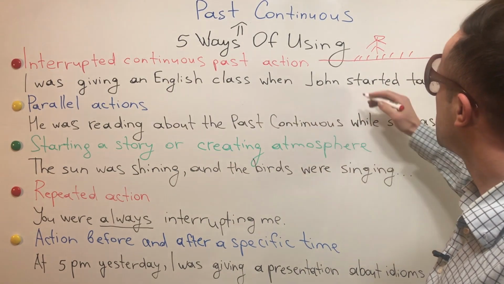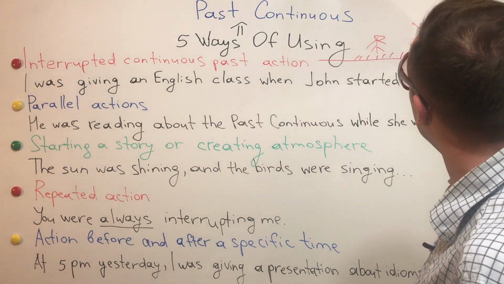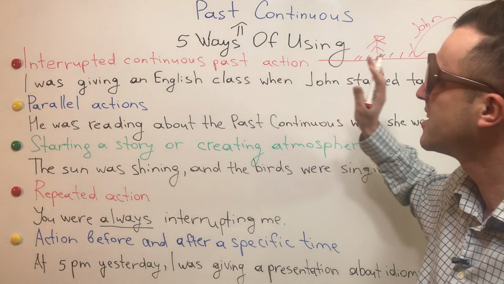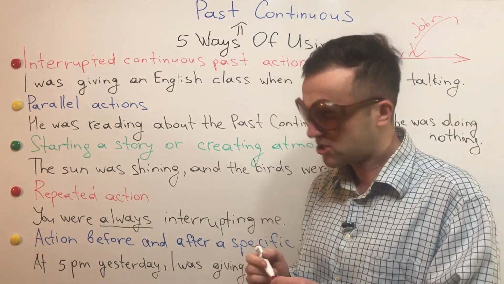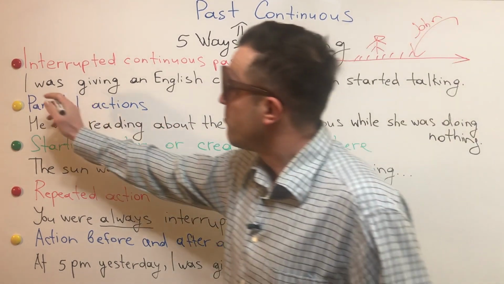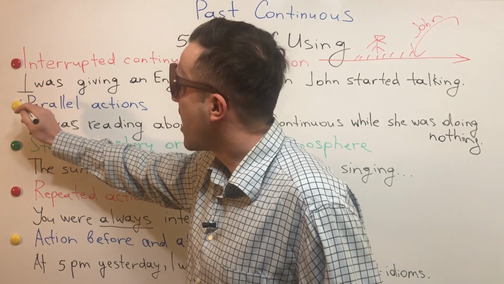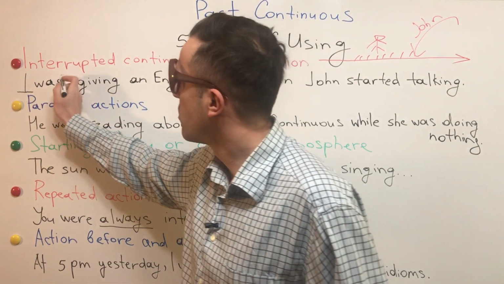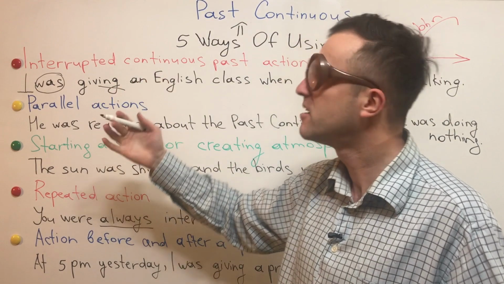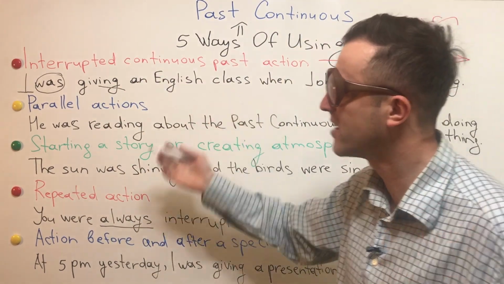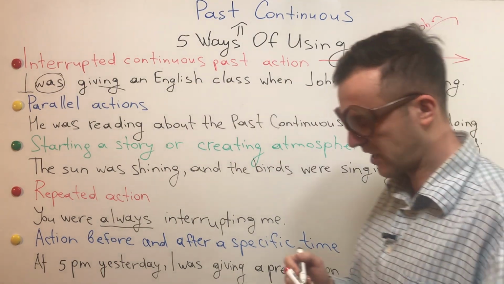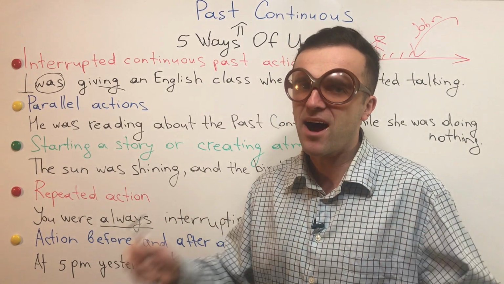And suddenly John started talking. So he interrupted. This is John. Yes? So John started talking and he interrupted this continuous past action. Alright? So how to form the past continuous? We add to I, we say was, and plus the verb plus ing. So giving is the past continuous or past progressive. So I was giving an English class when John started talking. So John interrupted this past action.